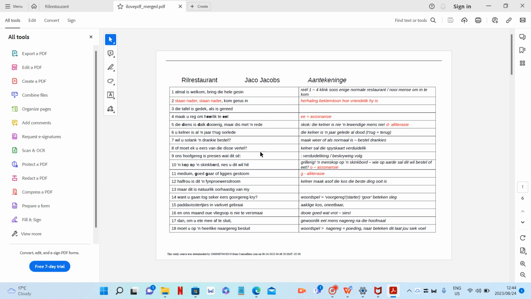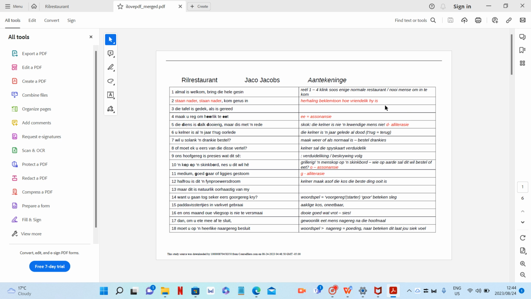You must make all these notes in your book, so you know the figures of speech. So staan nader, this line 2, it's highlighted in red. It says come closer, come closer. It's herhaling. This figure of speech is herhaling. So they're quoting this twice.